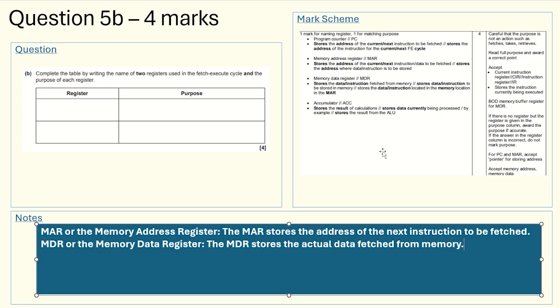The ACC, or the accumulator as well, is a good one because we know that it stores the results of any calculation. The ALU does the calculation, and then the result of that is stored in the accumulator. You could also put down the program counter, or the PC, which stores the address of the next instruction to be fetched. And we've also got a couple of others. You can put the current instruction register here if you wanted to as well. So we've got quite a few options, but maybe memorize 2 or 3 of these, and then put down the one that you can remember the most in your exam.